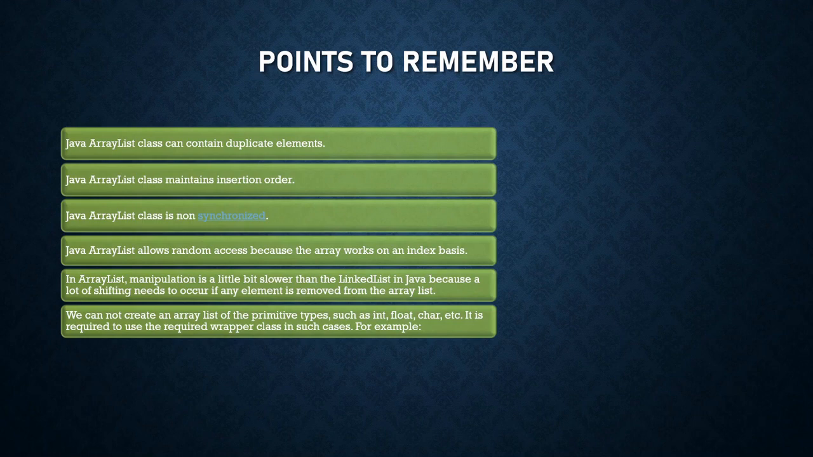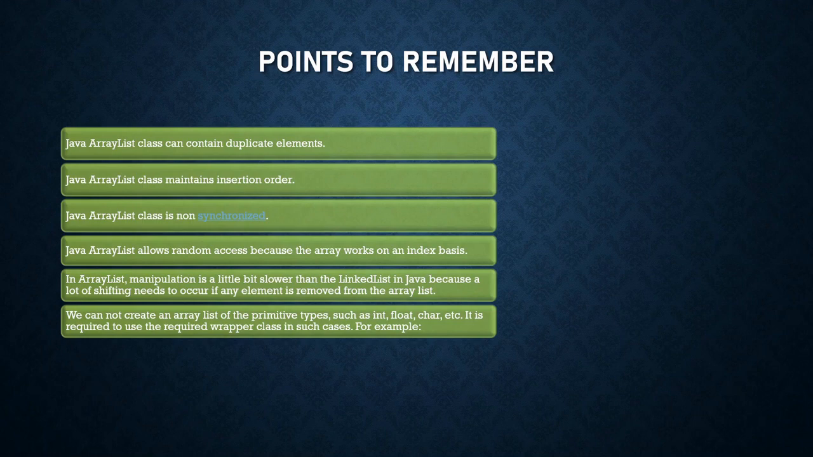And Java ArrayList allows random access because the array works on an index basis. In the ArrayList, it works based on the array index, so it allows random access. You can access any element at any time. In ArrayList, manipulation is a little bit slower than the LinkedList in Java because a lot of shifts need to occur if any element is removed from the ArrayList.